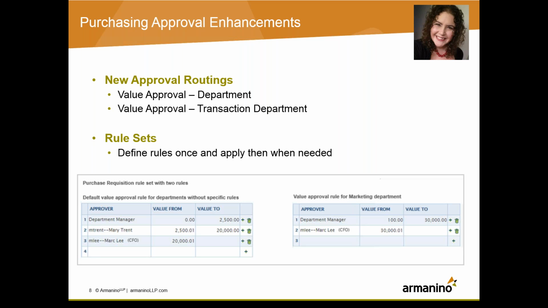So this allows you to do basically exception routing. Instead of having a different transaction definition for the marketing department and for everybody else, you can now have the same transaction definition and just have these approval rule sets doing the carve out. So that's definitely going to cut down on the number of workflows and gives you a lot more flexibility in approvals. So really excited about that.